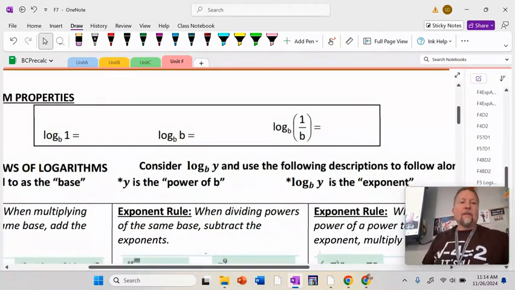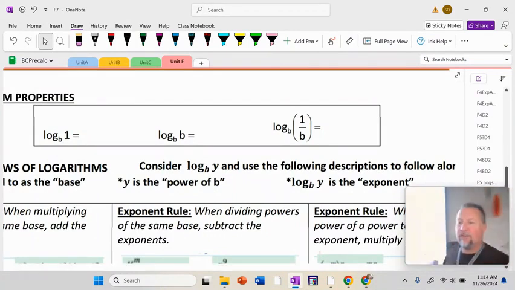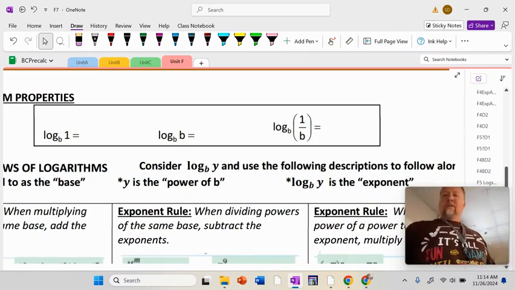Okay, what's log base b of 1, everybody? What's log base b of 1? Ooh, let's make him dizzy during the notes. What's log base b of 1? 0.